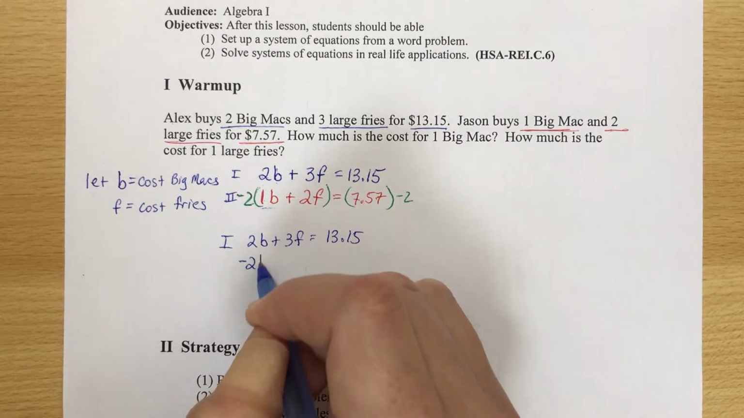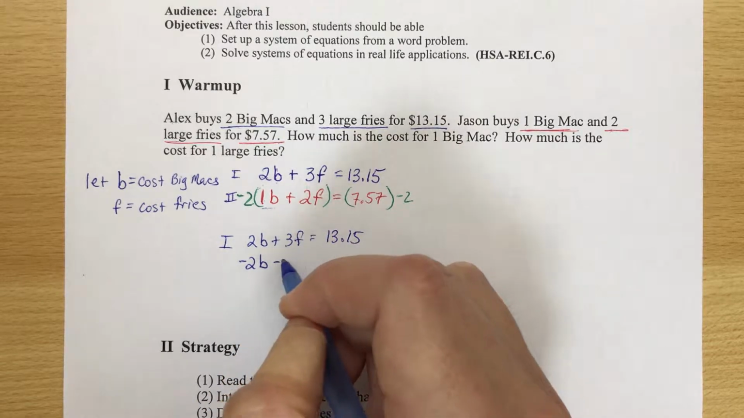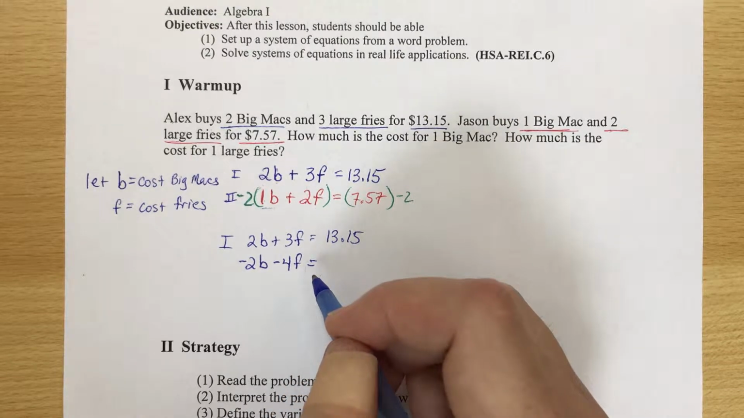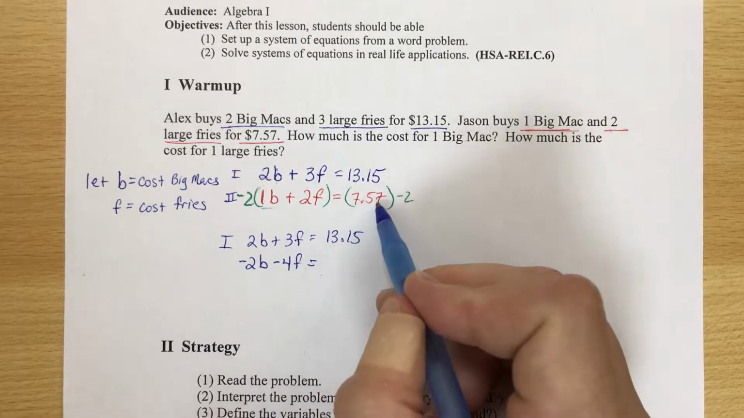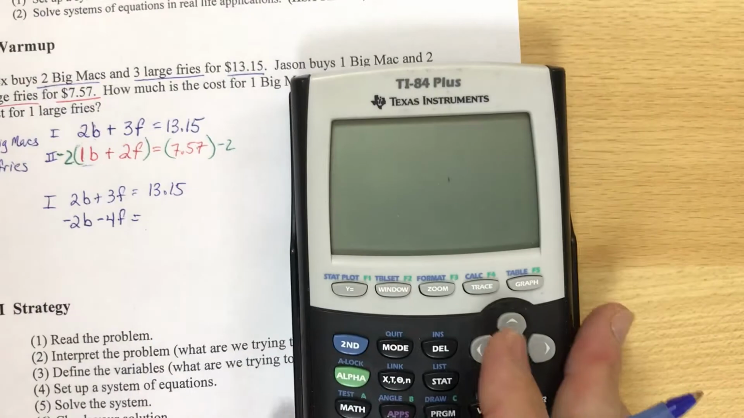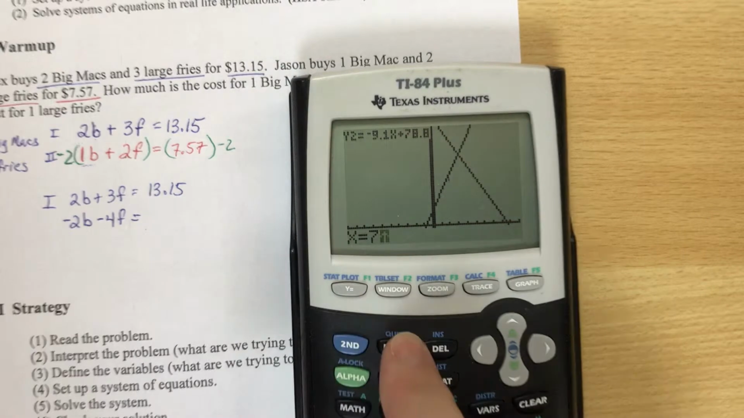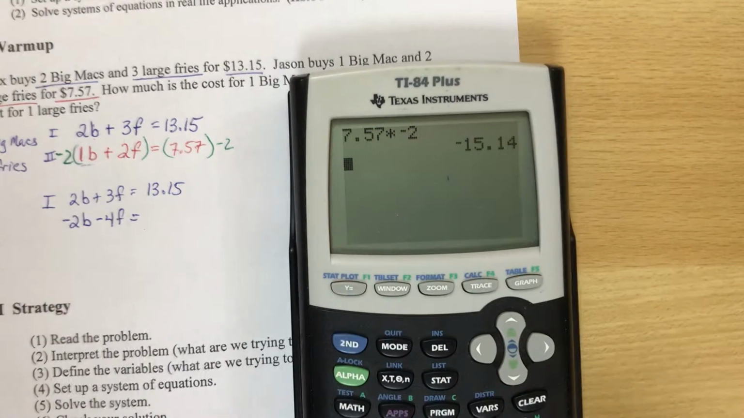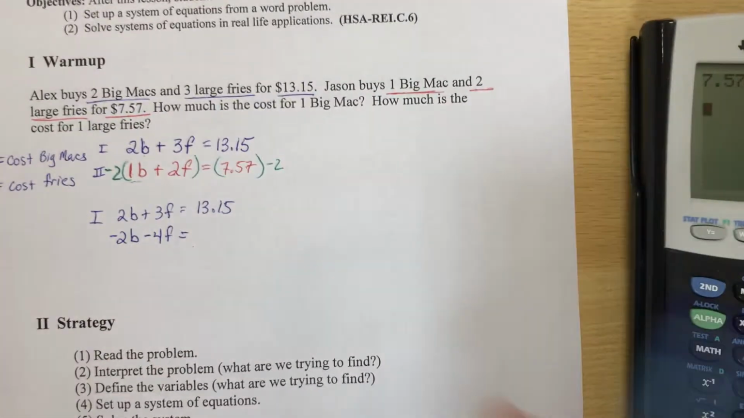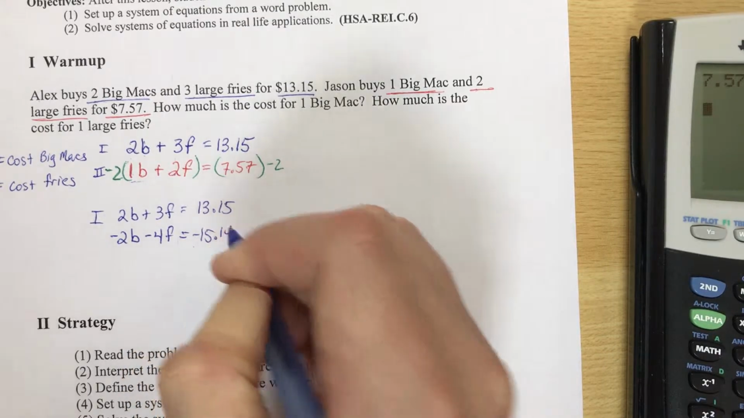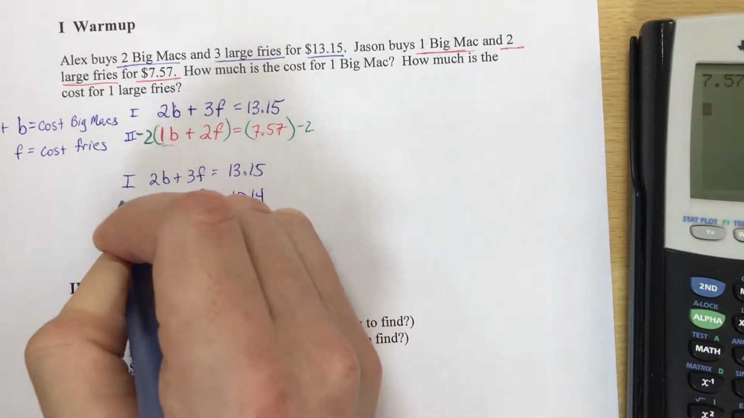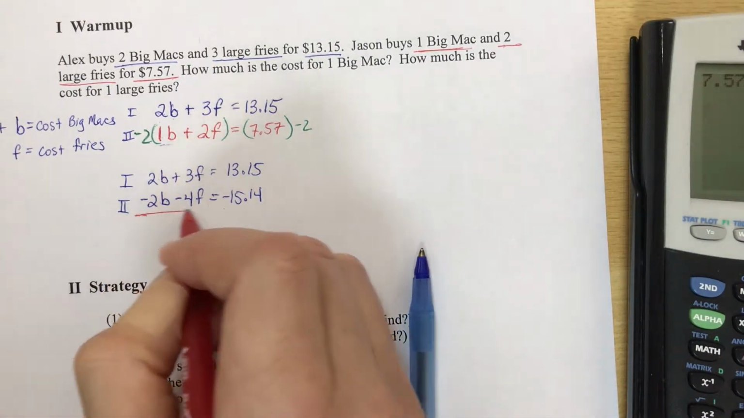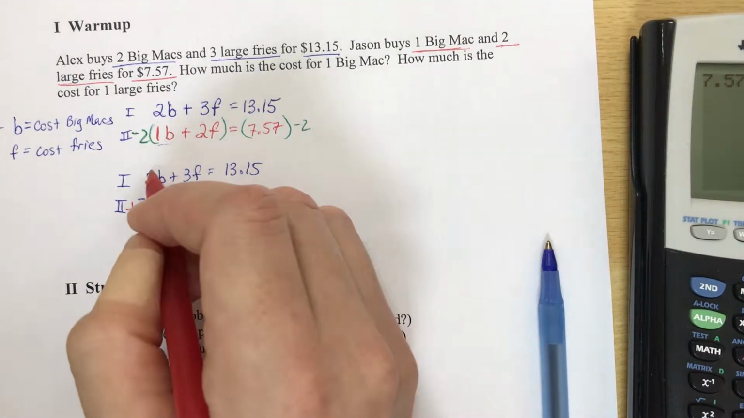This is now negative 2b. That looks nice. This is minus 4f. I have to multiply by negative 2 equals, and this would be 7.57 times negative 2. Let me take a calculator real quick. 7.57 times negative 2 is negative 15.14. Okay, now that the 2 equations have opposite coefficients, our step here is now to add the equations to eliminate, in this case, the b's.